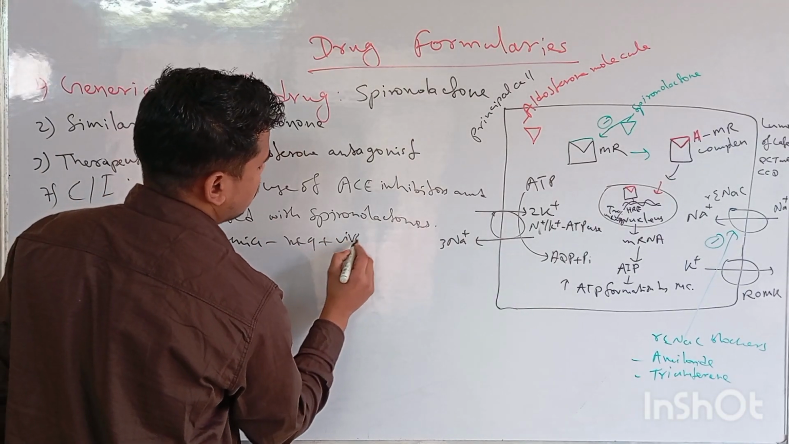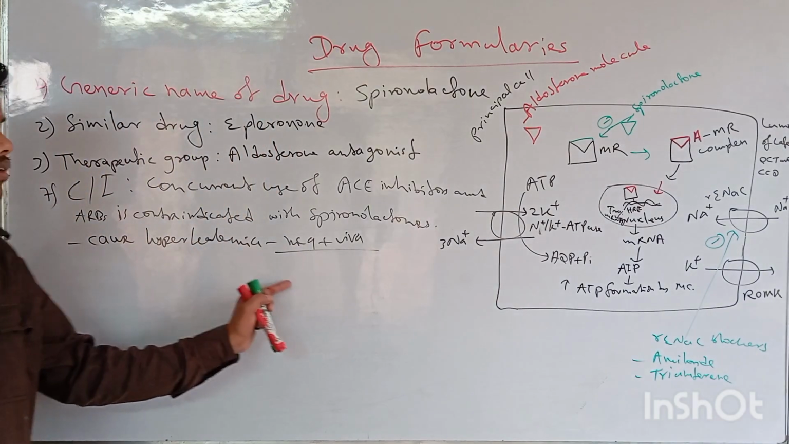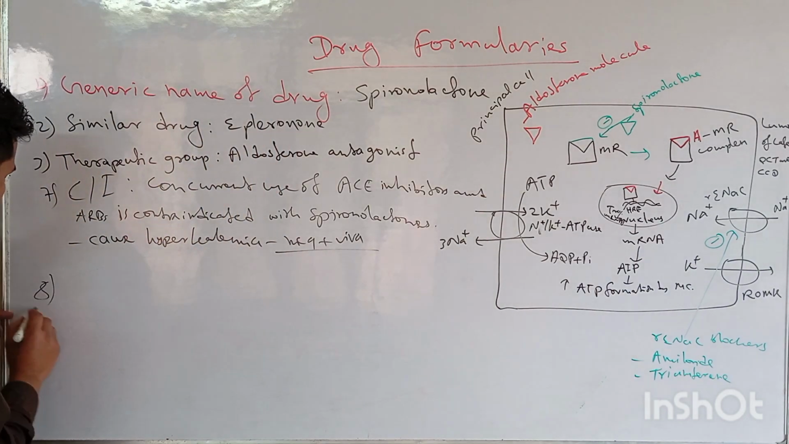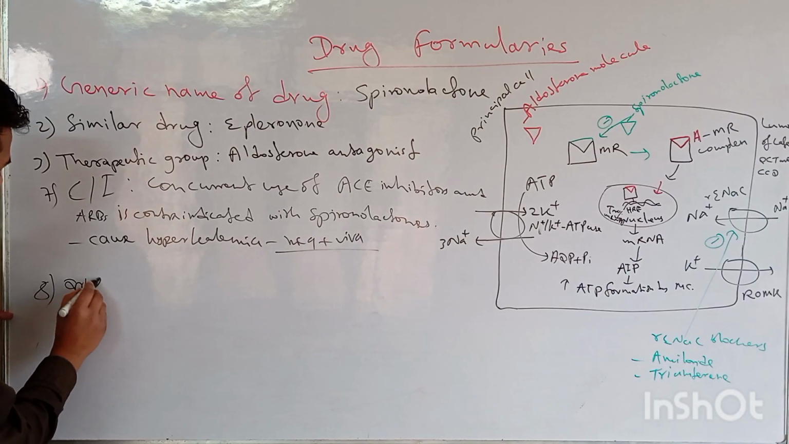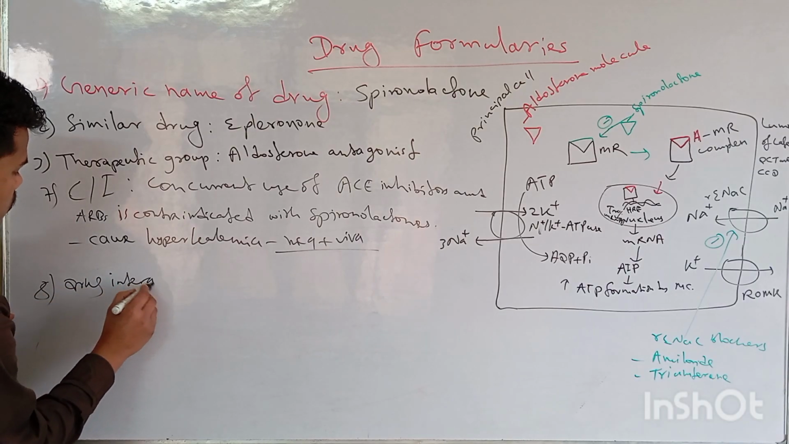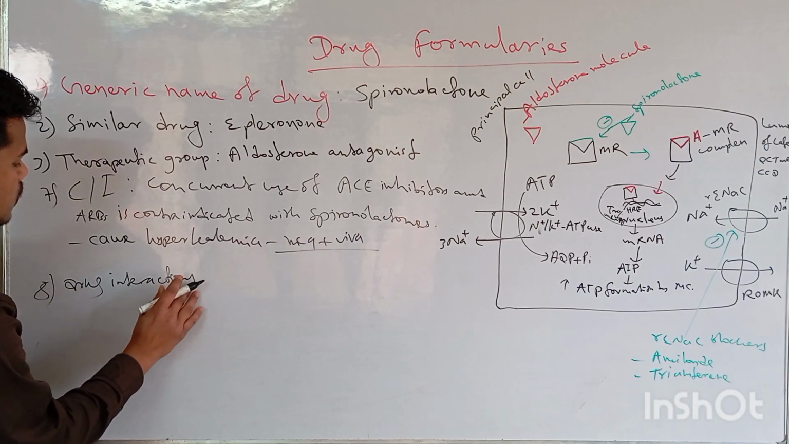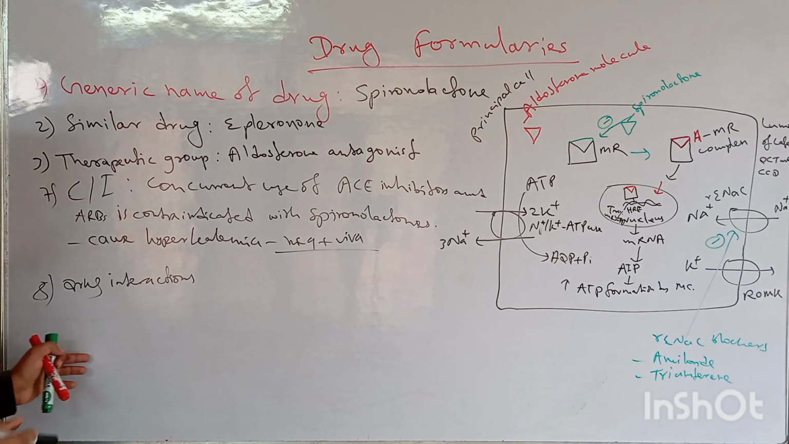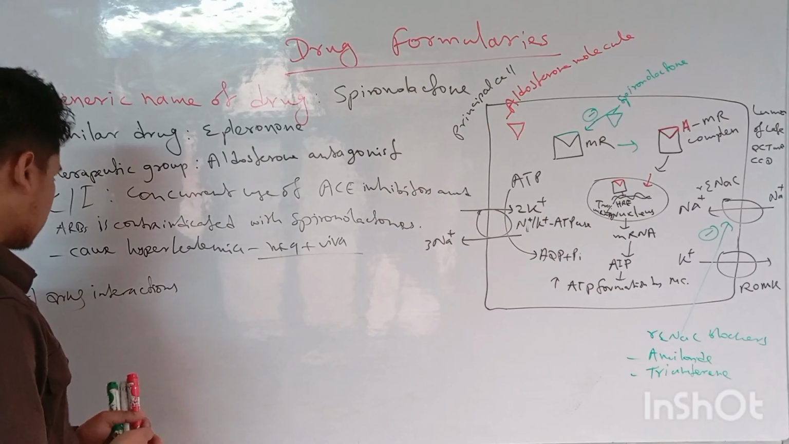Frequently asked MCQ and viva questions. Remember this point, contraindication. Then there will be drug interaction. You should write drug interactions if there is any drug interaction. Then the rationale of combination. So drug interaction.